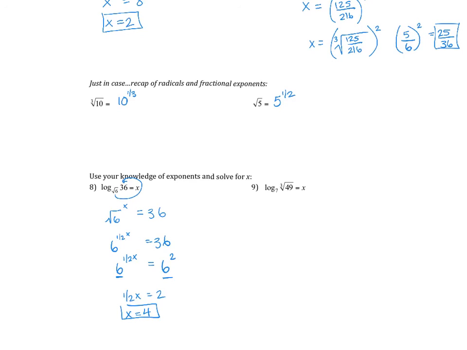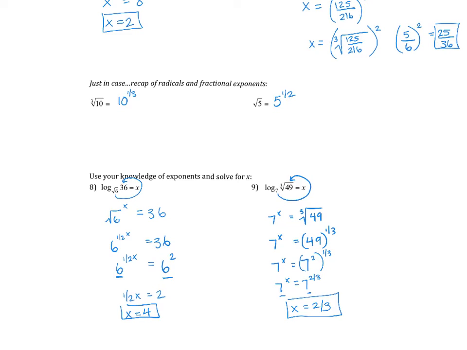Lastly, number 9. We have 7 to the power of x equals the cube root of 49. We can rewrite this as 49 to the 1/3 power. Again, we want to solve this exponential equation by equating the bases. So 49 is the same as 7 squared, and 7 squared is being raised to the power of 1/3. Now remember, when you have a power to a power, you multiply those exponents, so you have 7 to the 2/3 power. Now that the bases are the same, we can set the exponents equal, and we get x equals 2/3.